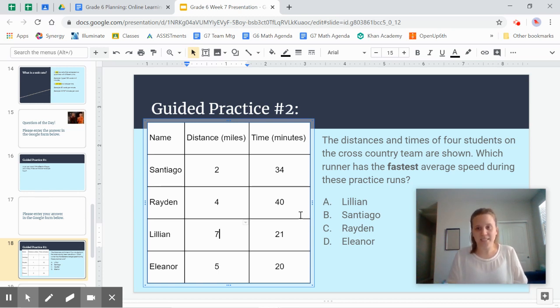So we don't have miles and hours here, we have miles and minutes, but we can still work the same way. We can find miles per minute and look for more miles in a minute, or we can find how many minutes per mile. Go ahead and take 20 seconds and just decide which unit rate do you want to find. Miles per minute or minutes per mile.